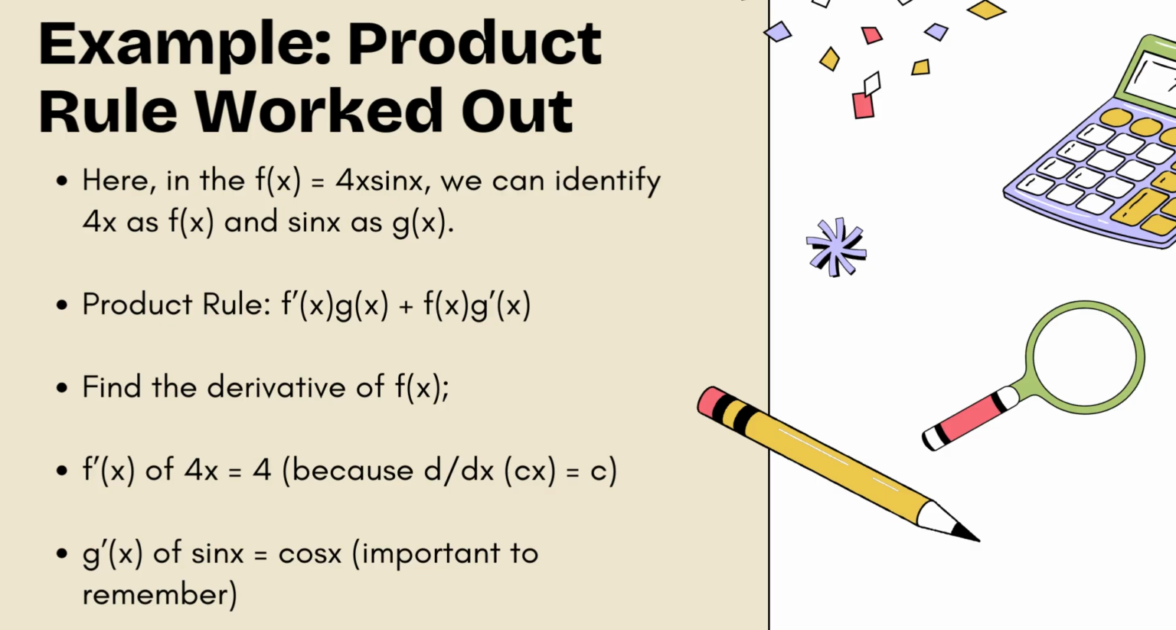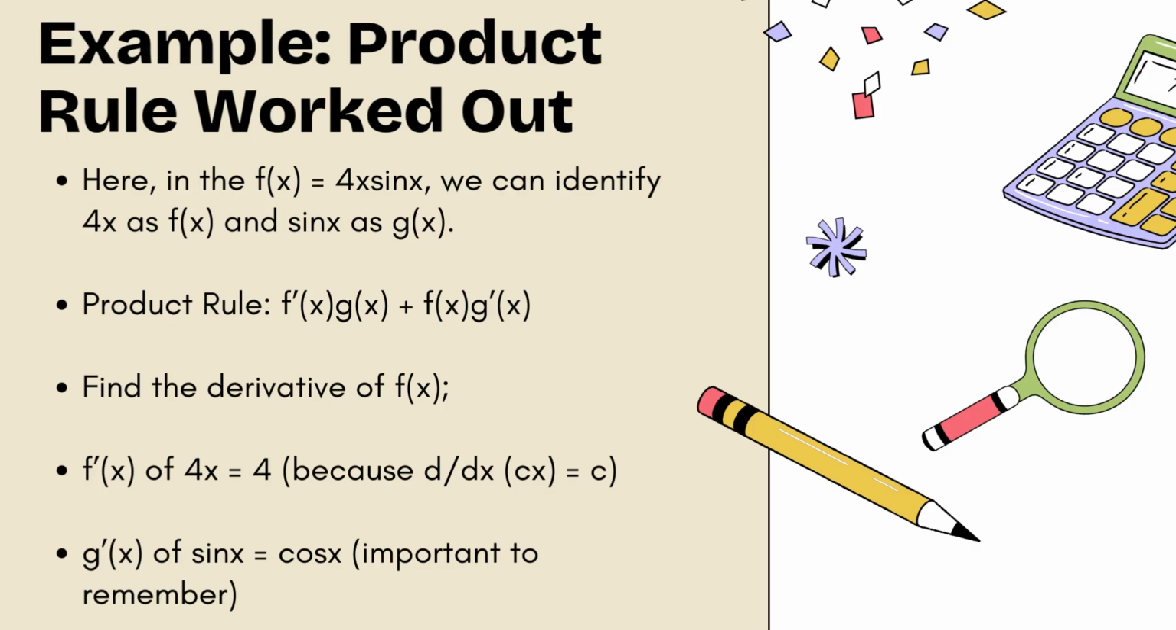So with finding the derivative, we have to use the rules that we must have memorized, in order to find the derivative of each individual function here. So firstly, we have to find the derivative of f of x. And so f prime of x would be 4, because f of x here, the first function that's getting multiplied by the second function sine x, is 4x.